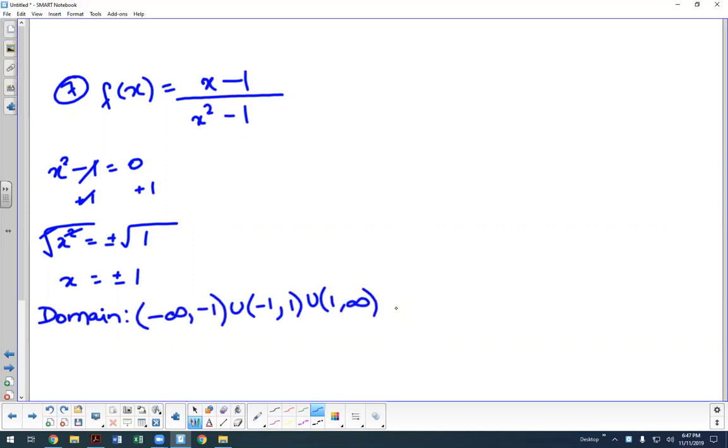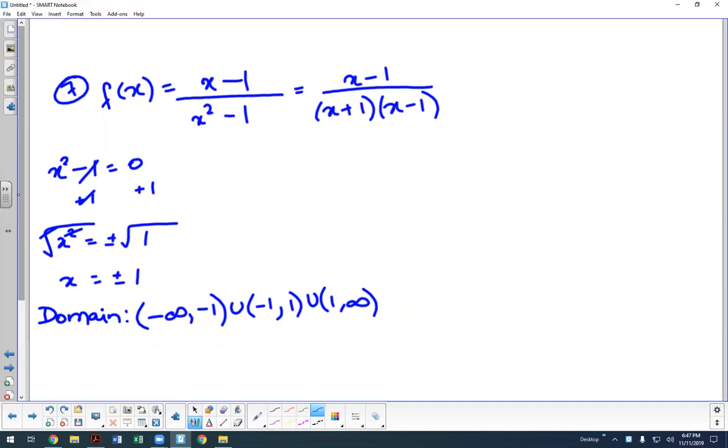Okay? But here's the difference in this function that we have not seen in any of the other functions. This expression is not given to us in the lowest form because I have x minus 1 on the top, x squared minus 1 on the bottom. So I can factor that denominator into x plus 1, x minus 1.